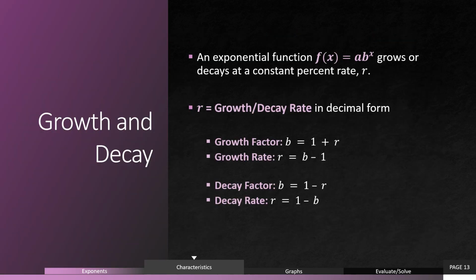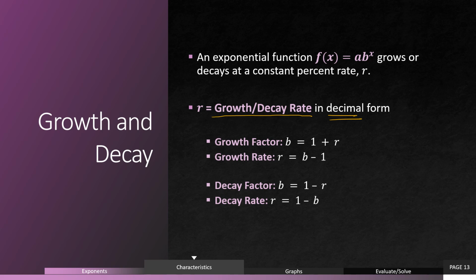So our exponential function, f of x equals a b to the x, either grows or decays at this constant rate. And that rate is a percent. We're going to call it r. So r is our growth rate or our decay rate in decimal form.